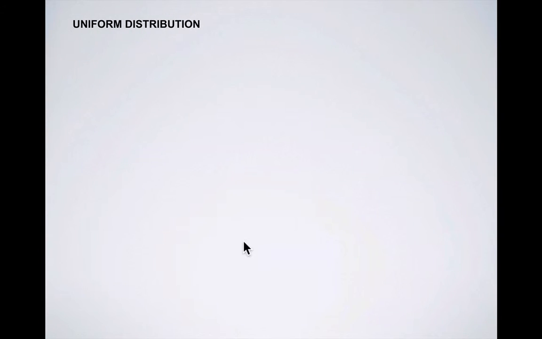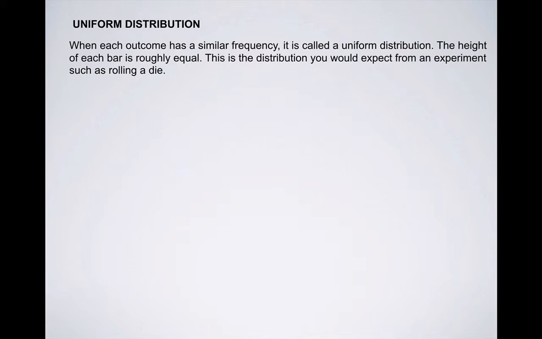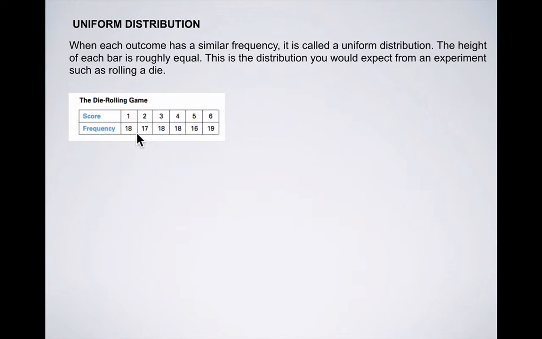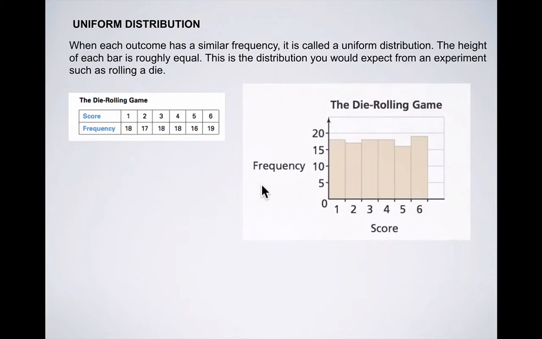Now, uniform distribution, we've seen this previously, and that's where the height of each bar is roughly equal. If you rolled one die, you might get something along the lines of this if it's fair. So when you graph this, you more or less get a uniform distribution of each possible outcome when you roll a single die. And so this is called a uniform distribution.